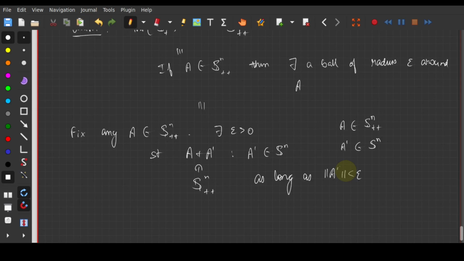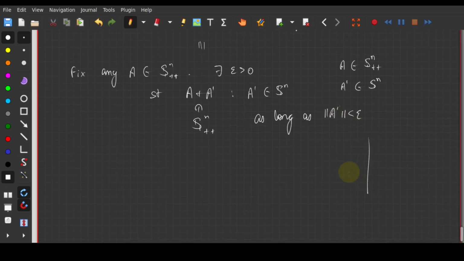It is? Why line? Because I'm fixing my point, going towards one direction, which is given by this. I don't care about what the direction is. I'm looking at the set of all A plus A prime, and the only constraint I'm placing on A prime is that the norm is less than epsilon. It's a norm ball, a ball of radius epsilon with center as A. And I'm claiming that any point within this ball is also in the set of all positive definite matrices.